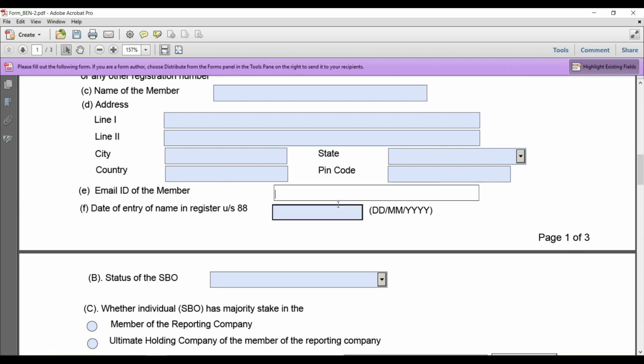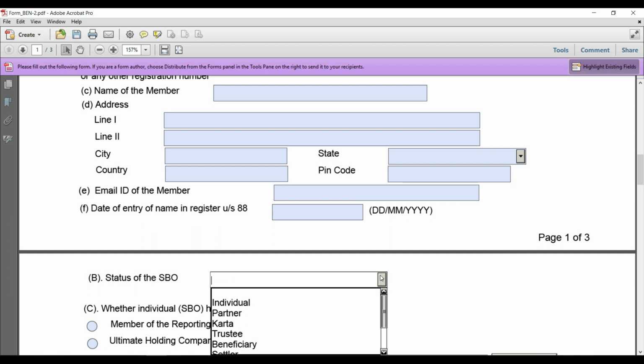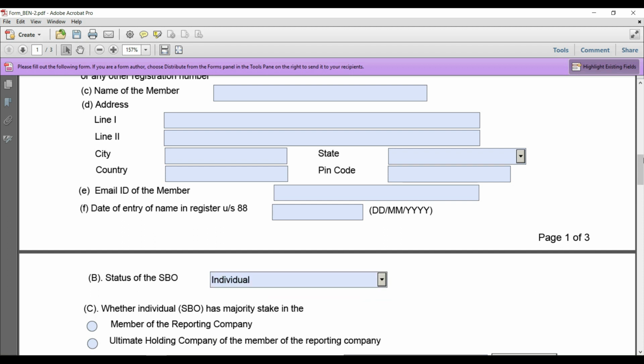Date of entry in the register under Section 88. It means a reporting company is there, a member company is there, meaning in the register of members of the reporting company, when the member company was entered, the details of that. The date of the entry in the register we have to mention, and the status of the SBO. If it is an individual, then we have to mention individual. Okay.